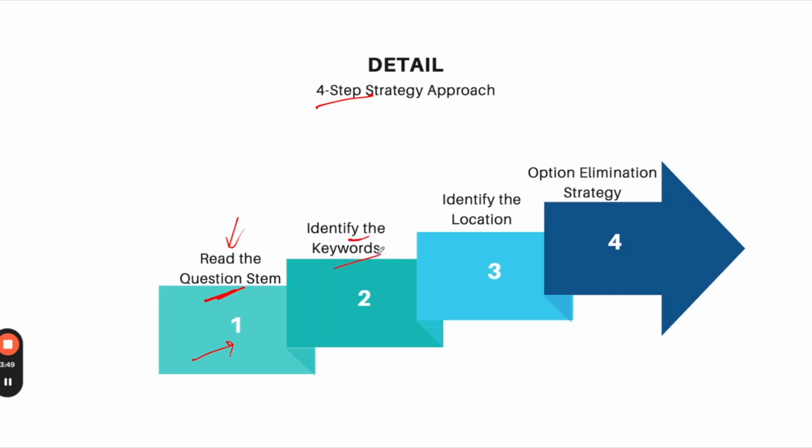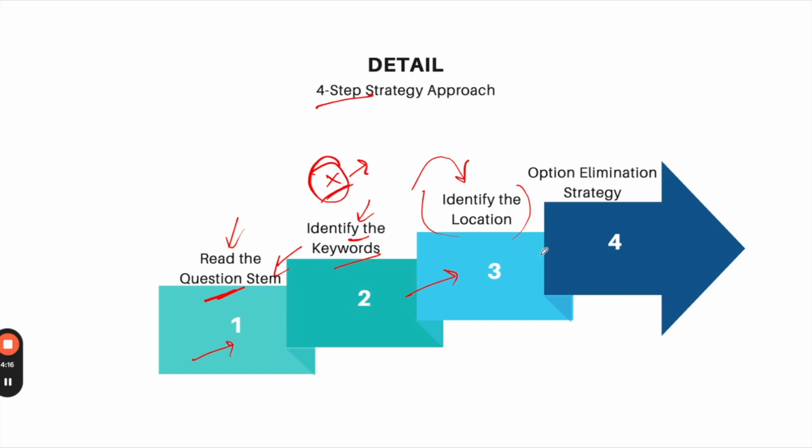Now, identify the keywords in the question stem that can direct you to the right location in the text. The question stem can be talking about X, so what you need to do while reading the text is identify that X, where in the text you can find X. The third step is identify the location. Now that you have identified the keywords in the question stem, you can go ahead and identify the location in the text that is discussing the X that's been talked about in the question.